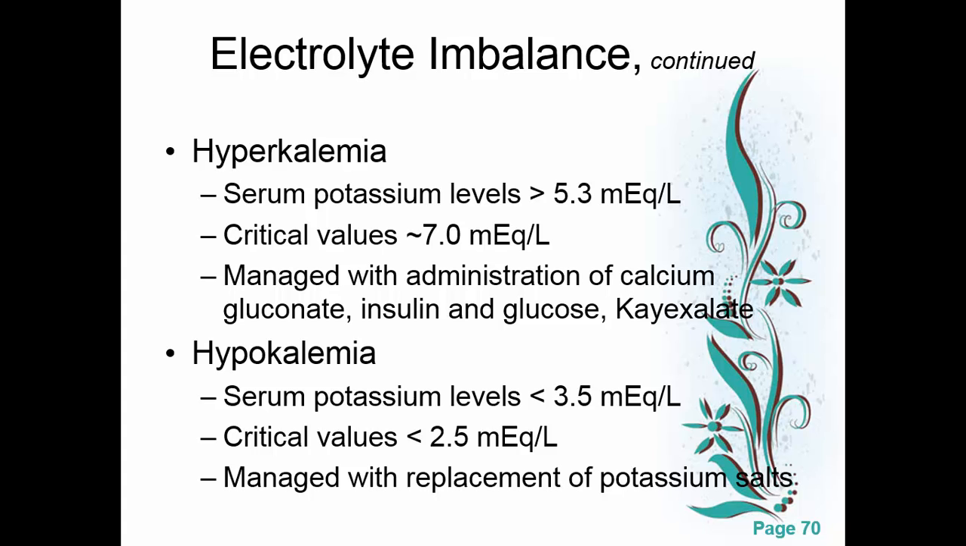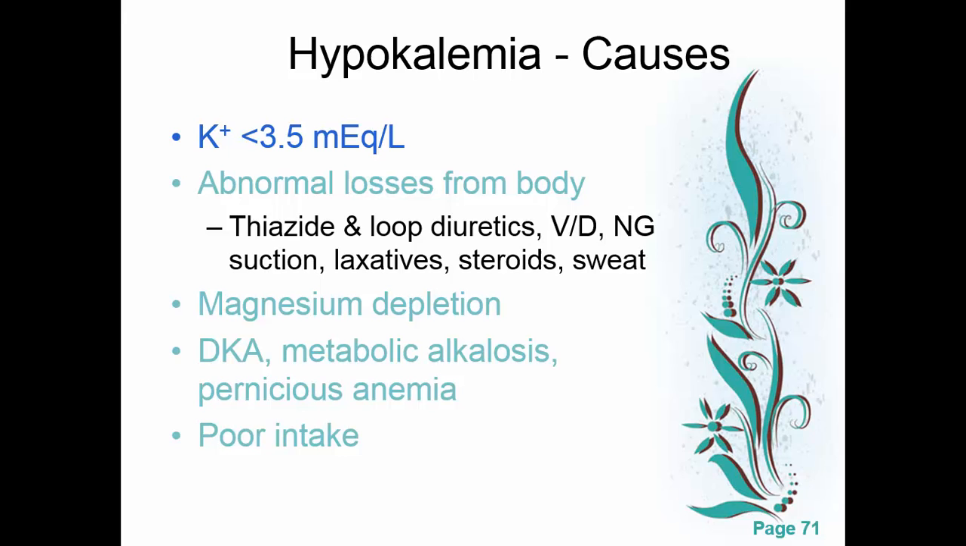All right, so hyperkalemia is serum potassium levels greater than 5.3. Critical values are approximately at 7. It is managed with administration of calcium gluconate, insulin and glucose, and Kayexalate. Hypokalemia is a serum potassium level of less than 3.5. Critical values of potassium are less than 2.5, and it is managed with replacement of potassium salts.